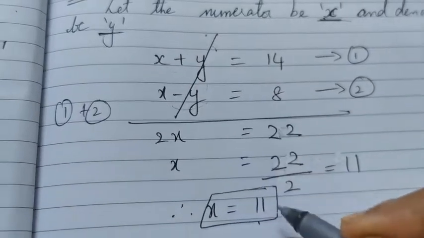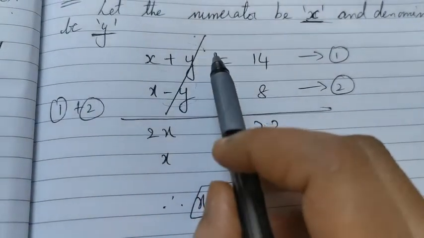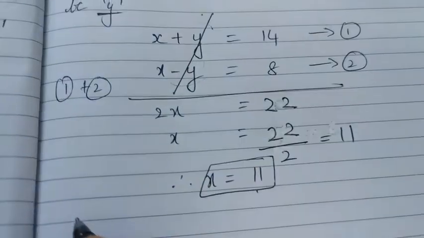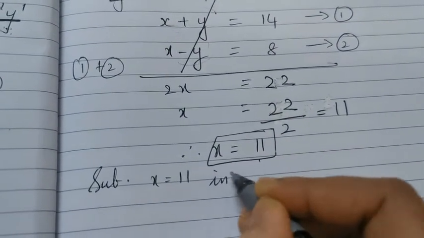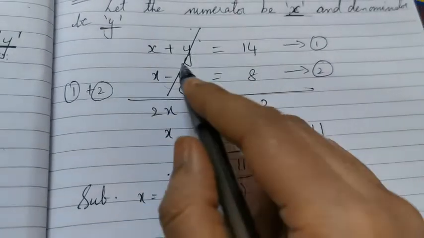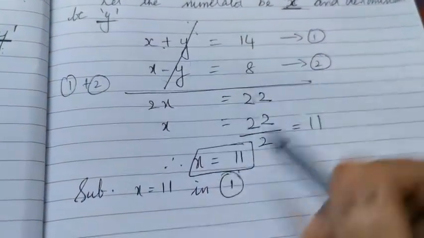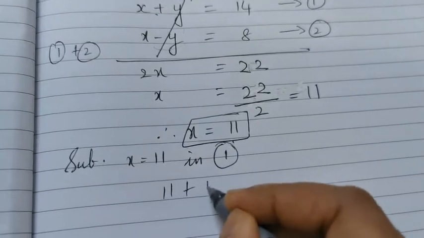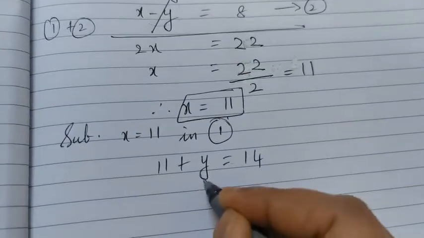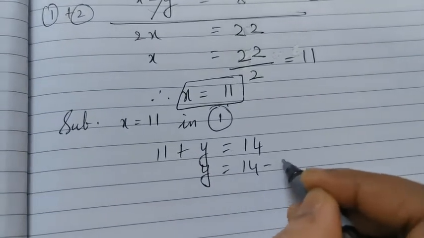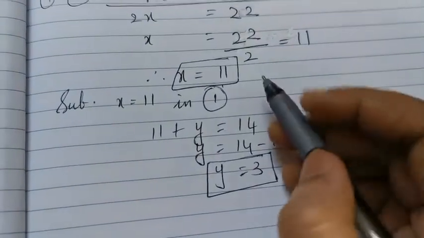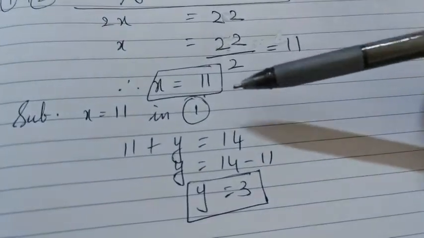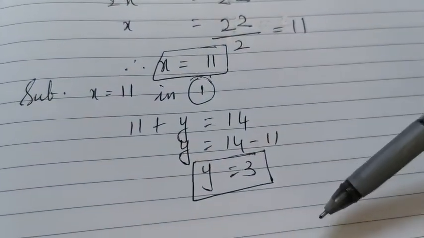Next, I have to go and substitute the value of x either in first or second. Substituting x is equal to 11 in first equation, 11 plus y is equal to 14. y is equal to 14 minus 11. y is equal to 3. So I got the numerator and denominator as 11 and 3.